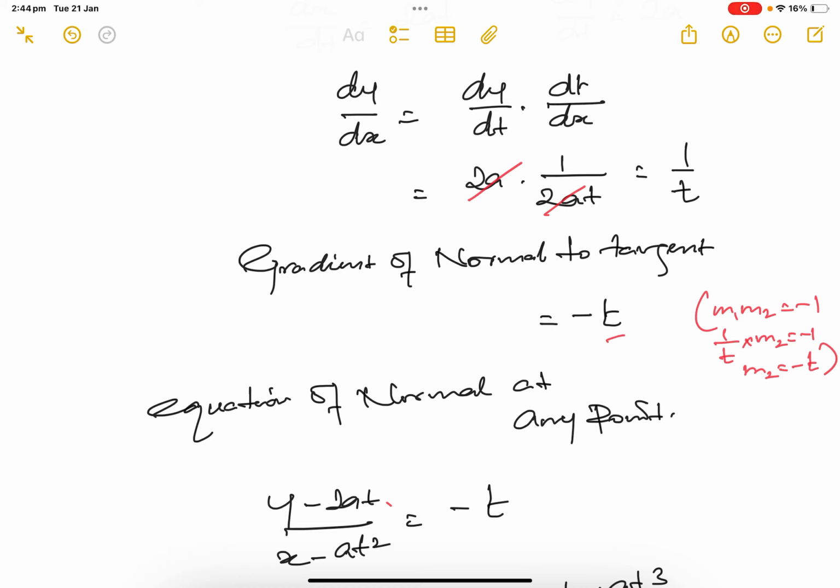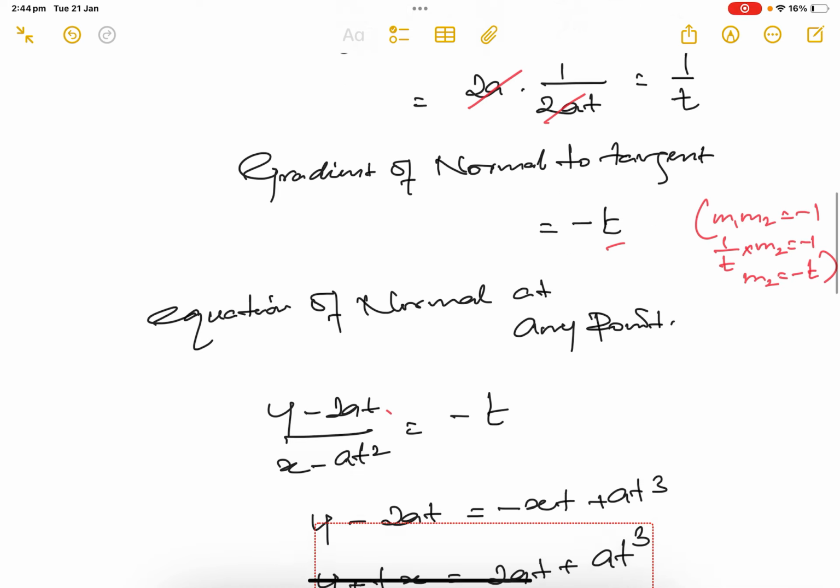I just put it straight, but we can explain what it is. The tangent and normal are perpendicular to each other. Therefore, the gradient of the tangent and the gradient of the normal multiplied together equal minus 1. So the gradient of the tangent is 1 over t, times m2 equals minus 1. Therefore, m2 equals minus t. So the gradient of the normal is minus t, which we have found.